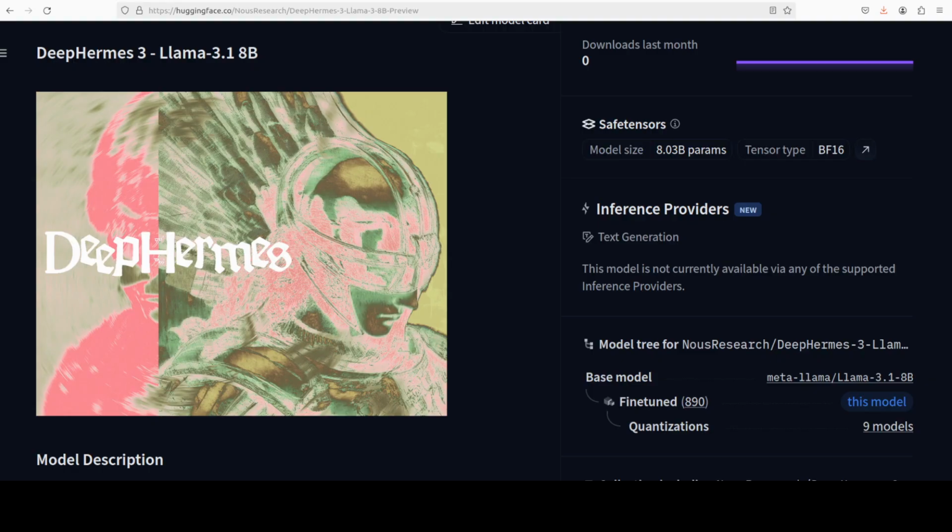So let's talk a bit about this DeepHermes, because what they have tried to do here is combine both of the worlds together. And when I say both of the worlds, what I mean is that they are trying to combine both the chain of thought or long reasoning with the normal LLM responses into one model. So it will be interesting to see how that is going to play out once we install it.